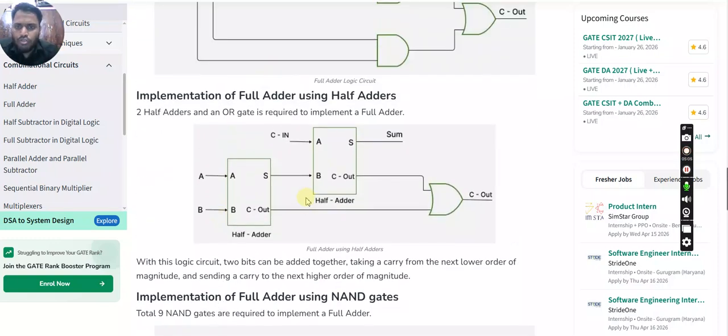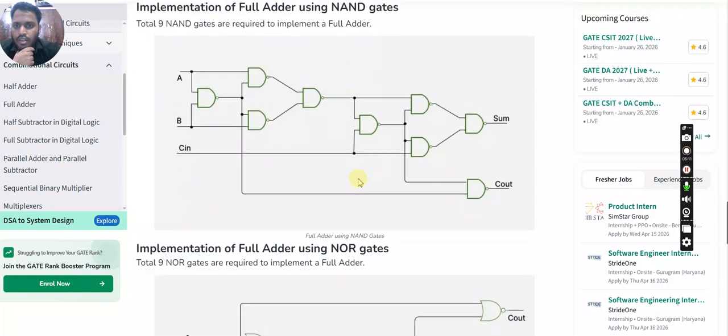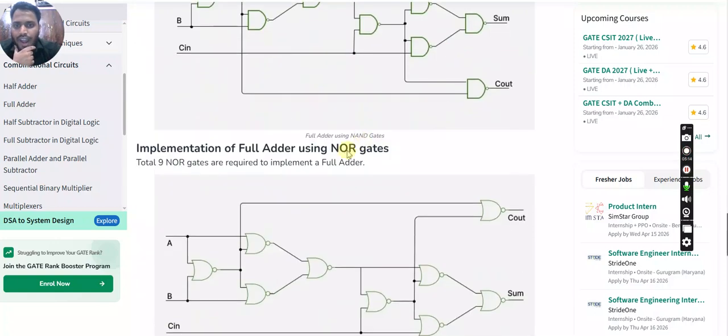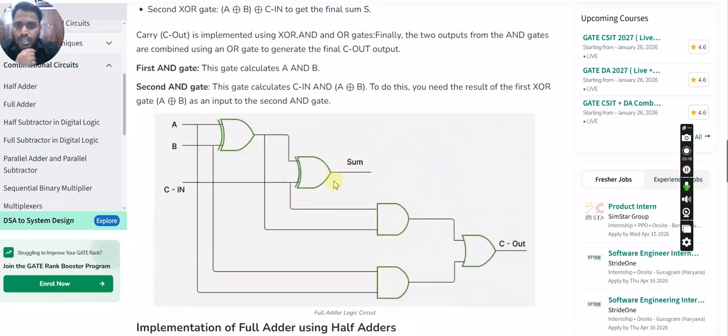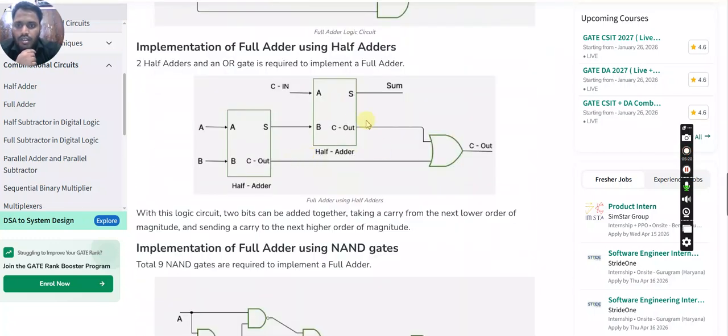A full adder is also written using two half adders. You can refer to this to see how the full adder is written using half adders. It is also written using NAND gates and NOR gates. There are various implementations, but for now you can just check this basic one and the full adder using half adders for your understanding.